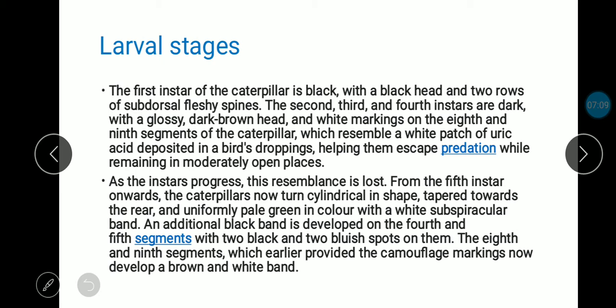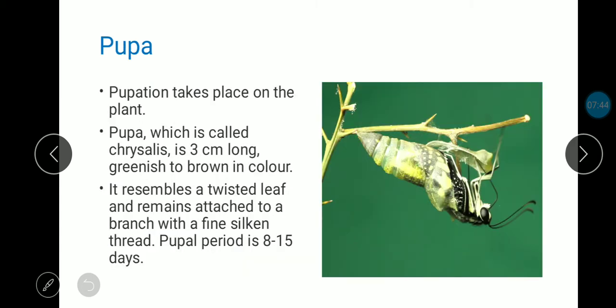From the 5th instar onwards, the caterpillar turns cylindrical in shape, tapered towards the end, and an additional black band is developed on the 4th and 5th segments with 2 black and 2 bluish spots on them. The 8th and 9th segments, which earlier provided the camouflage markings, now develop a brown and white band. In this way, larval stages are voracious and get protection by the coloration. The next stage is the pupal stage.